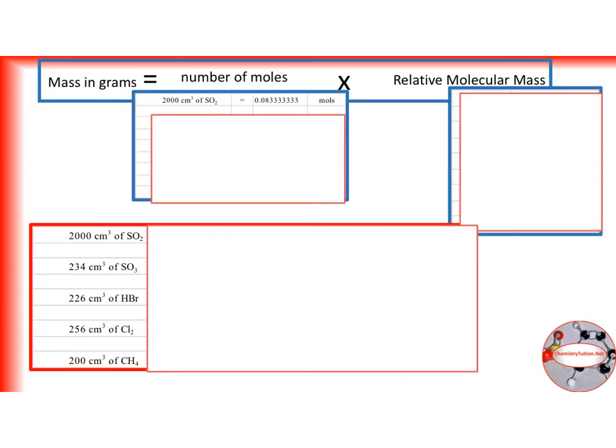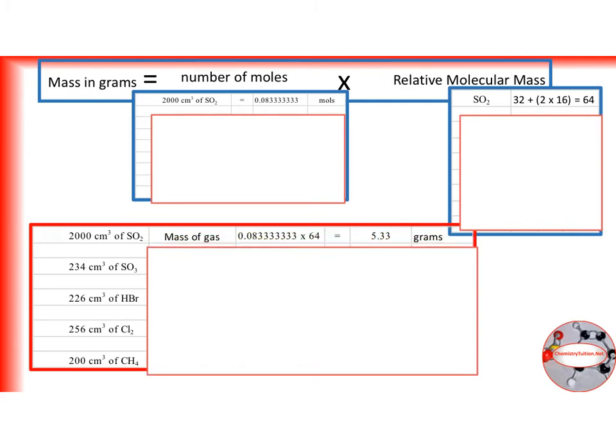So we now need to find the number of grams, so we need to use the second equation. We now know the number of moles that are in 2,000 centimeters cubed of sulfur dioxide. In order to find the mass, we need to find its relative molecular mass, which we can do quite straightforwardly. We just add up the relative atomic masses of the atoms in SO2, which comes to 64. After we've done that, we can pop those numbers in the equation at the top there. So our mass in grams is the number of moles, which we've found out, times the relative molecular mass. So our mass is going to be 0.083 multiplied by our molecular mass of 64, and that comes to 5.33 grams.